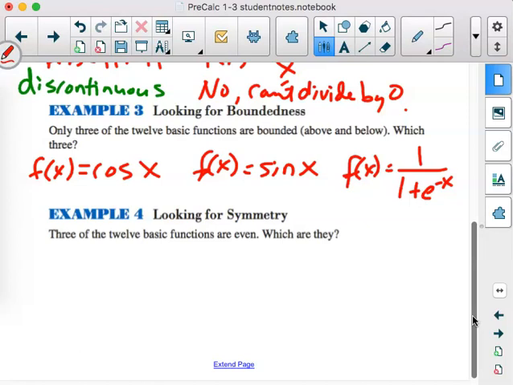Example 4 switches it up and says, let's start thinking symmetry. So 3 of the 12 basic functions are even. All right, so even. That means that they would fold over the y-axis and get exactly the same thing on both sides. So take a peek. See if you can find them. Folded over the y-axis.